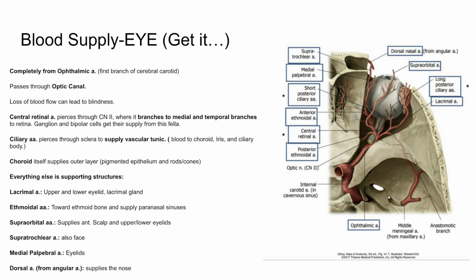So the key takeaways here are that the ophthalmic artery is the sole source. The central retinal artery supplies the inner retina and is the end artery. The choroidal circulation supplies the outer retina, and everything else is supporting tissue, branching off of that same vessel.